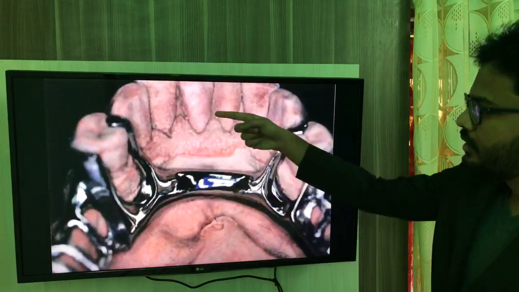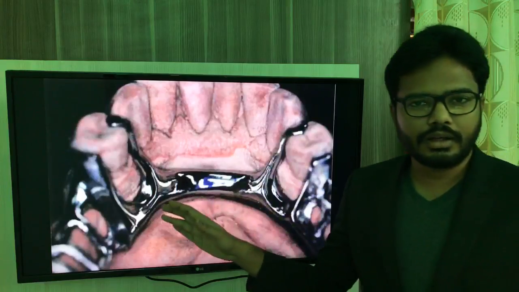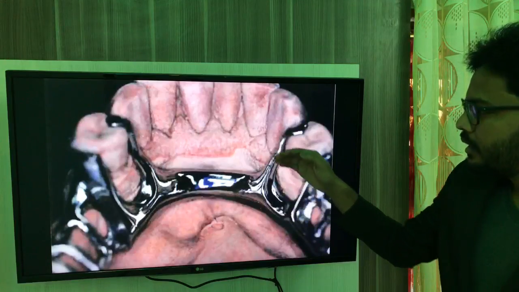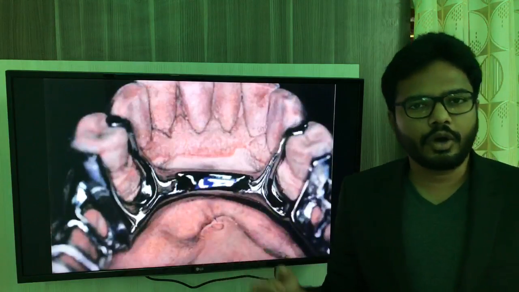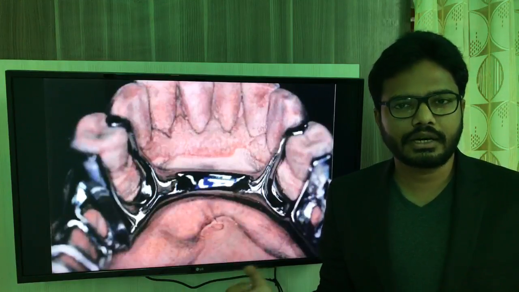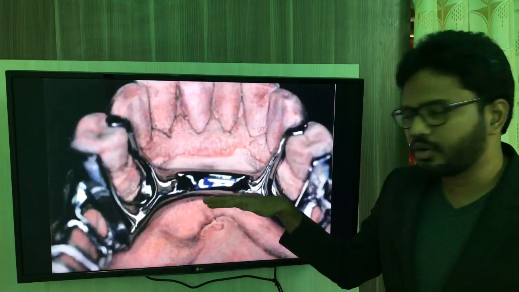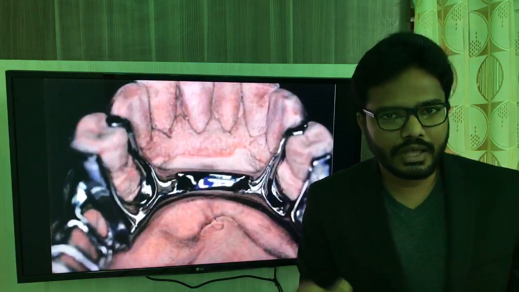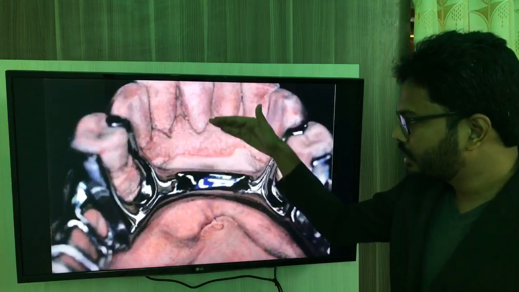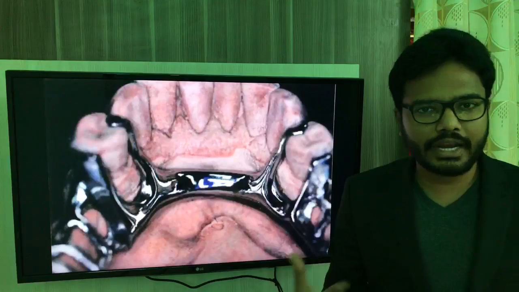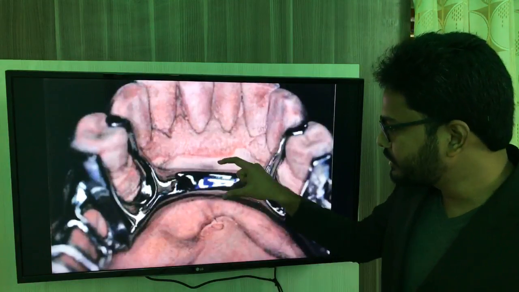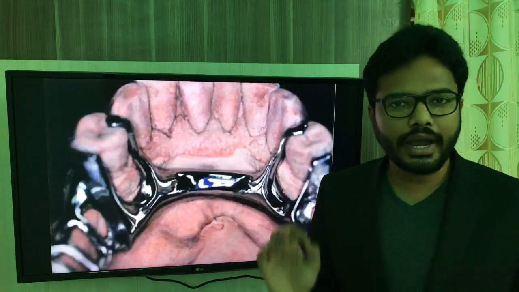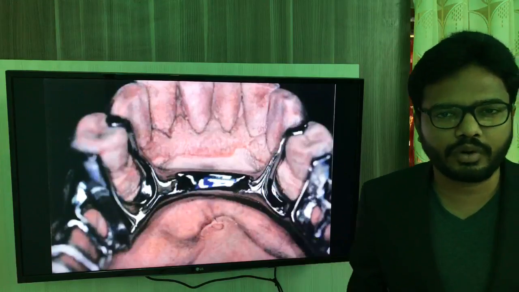You can see the minimum distance. First of all, the cross section of this major connector is half pear shaped, and also the minimum vertical clearance in order to indicate this major connector is 8 mm from the floor. So the minimum vertical clearance from the floor of the mouth has to be 8 mm, so that the superior border ends 3 mm short of the gingival margins for adequate clearance and hygiene, and the thickness or height of this lingual bar is at least 5 mm. So 5 plus 3, 8 mm. So 8 mm should be the minimum vertical clearance from the floor of the mouth.